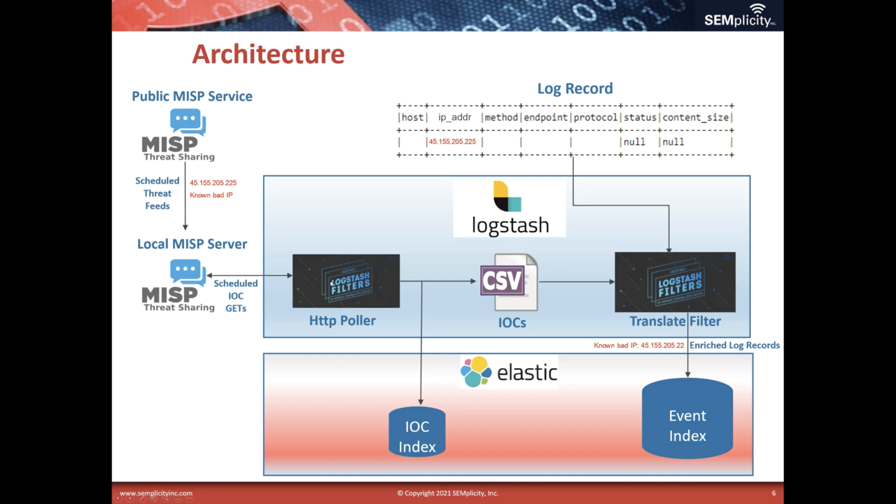It's going to put that on the local MISP server. The HTTP poller is going to get it, write it to the CSV, write it to the IOC index, and then as the records come through, if any of them have that IP on it, they're going to get tagged as such, and then we can write all kinds of beautiful visualizations around that and alerting and all that sort of thing.